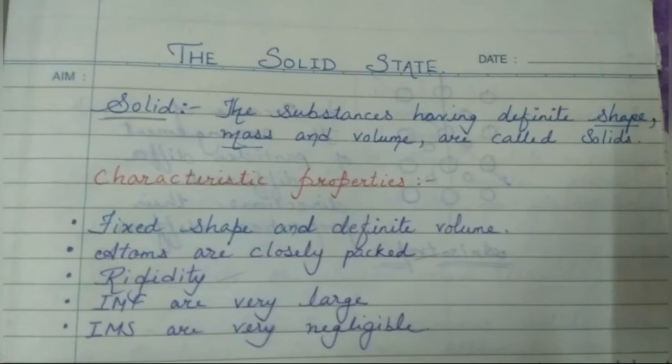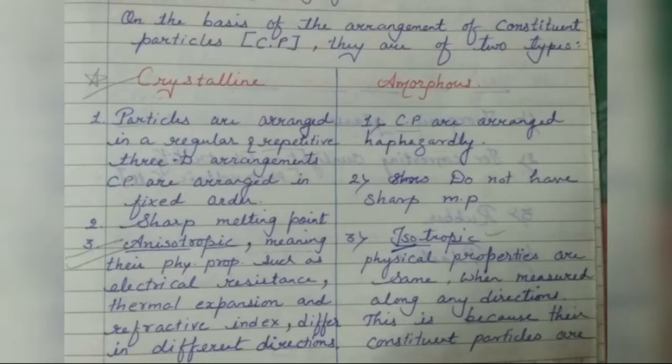So in today's video, I will be covering some topics of your chapter number 1 which we have already seen. Solid state. You know the definition. We have discussed the substance having definite shape, mass and volume is called solid state, and we have certain characteristics which you are able to see over here. That is fixed shapes, atoms are closely packed, rigidity, IMF and IMS, intermolecular forces and intermolecular spaces.